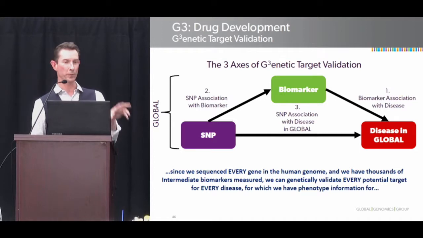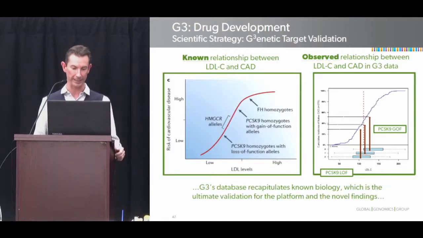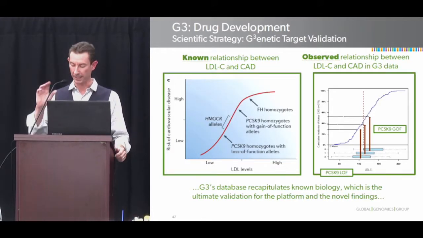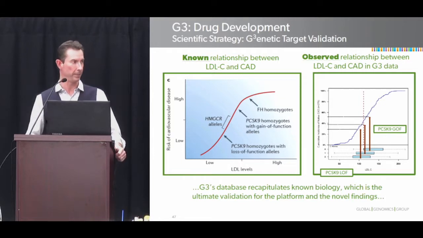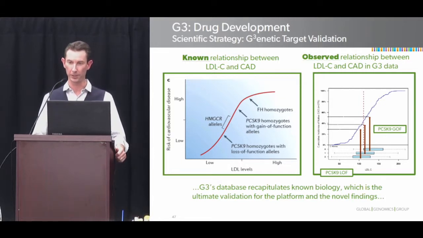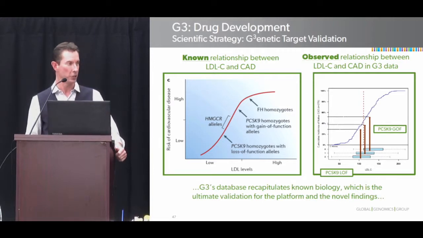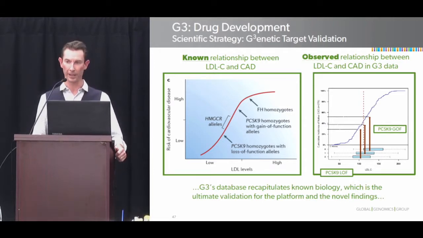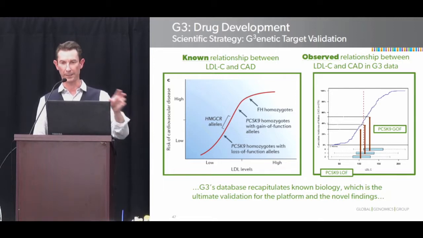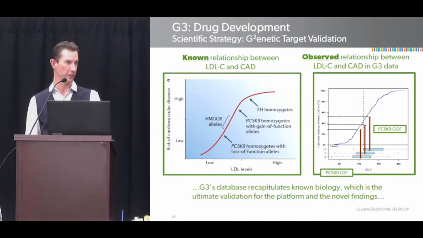Now, since we've sequenced every single gene in the human genome, we can theoretically do genetic target validation for every single gene or every single target that could become a potential drug target. I like to show this slide to show the validation of our platform. The image on the left was published in 2010 in Nature Drug Discovery, showing the very well-known sigmoid relationship between LDL cholesterol and cardiovascular disease with the superimposed genetic variants. Fast forward 5 years, and I had that image, by the way, in my pitch deck when I was looking for funding for G3 5 years ago.